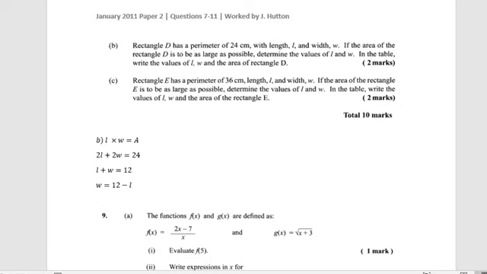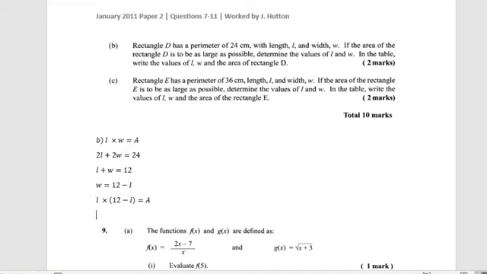So what we'll have is length multiplied by width, which is 12 minus L, is equal to area, because we don't have the area in this case. And when we expand the brackets, we get 12L minus L squared is equal to A, which is our area. So now we're going to do the same thing.